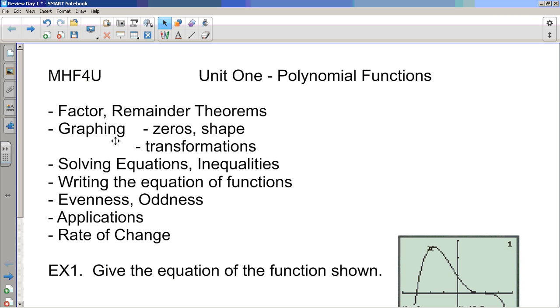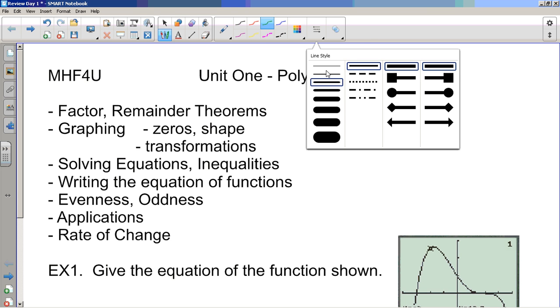But after the graphs, we also solved some equations and inequalities. It was our first chance at inequalities, and I think that's an example that we'll see soon. Writing the equations of functions, that's what we've got in this first example. It was our second crack at evenness and oddness, even and odd functions, and then applications and rate of change, our second crack at rate of change.